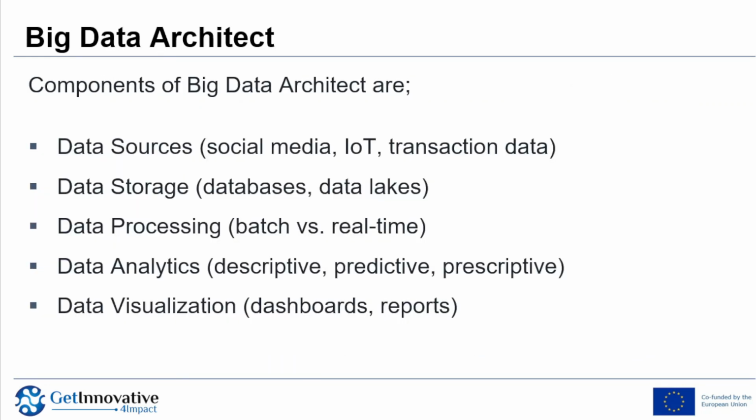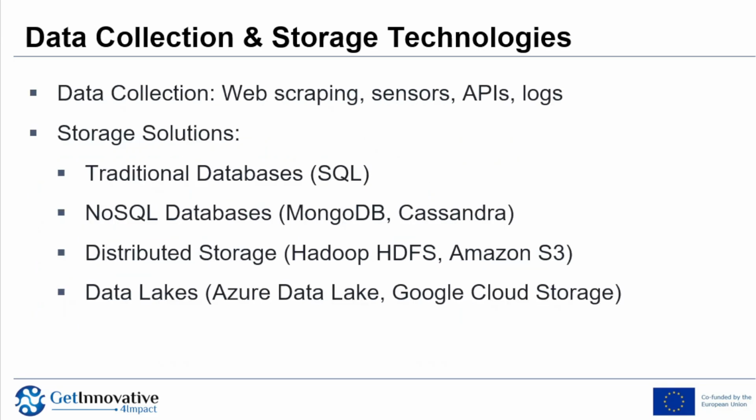If we talk about the architecture of big data, it includes various components: the data sources, which we could see as social media, IoT and transaction data; storage, which could include any kind of databases and data lakes; data pre-processing, batch or real-time; data analytics, which could include descriptive, predictive, prescriptive; and data visualization, which can include dashboards and reports.